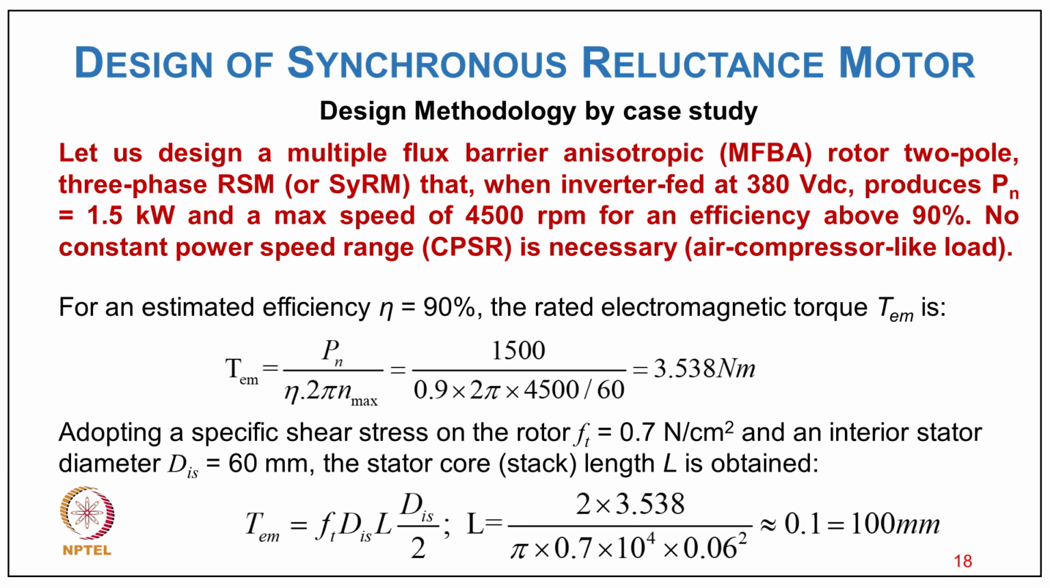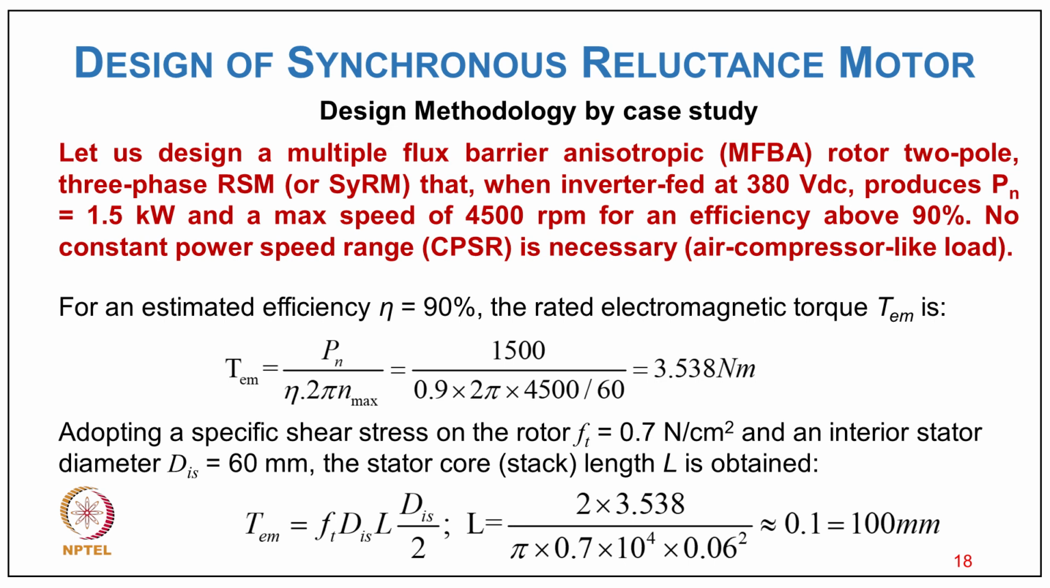So now coming to design methodology by case history, let us design a MFBA rotor 2-pole 3-phase reluctance synchronous motor that, when inverter fed at 380 volt DC, produces Pn equal to 1.5 kilowatt and a maximum speed of 4500 rpm for an efficiency above 90%. So no constant power speed range. So CPR ratio is necessary typically for air compressor kind of load.